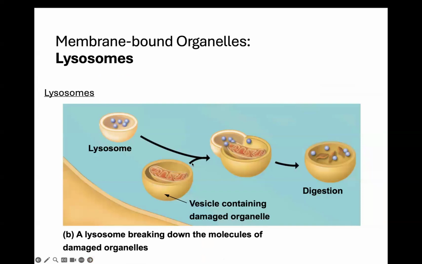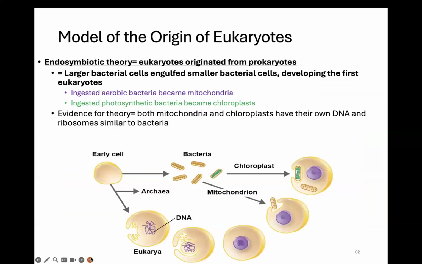Okay, next, so more about the lysosome. Here's the lysosome. Here's a vesicle that has a damaged organelle. They fuse together. The enzymes will break down this old mitochondria, and then these components can be used to make other organelles. And then finally, I want to talk about the endosymbiotic theory.